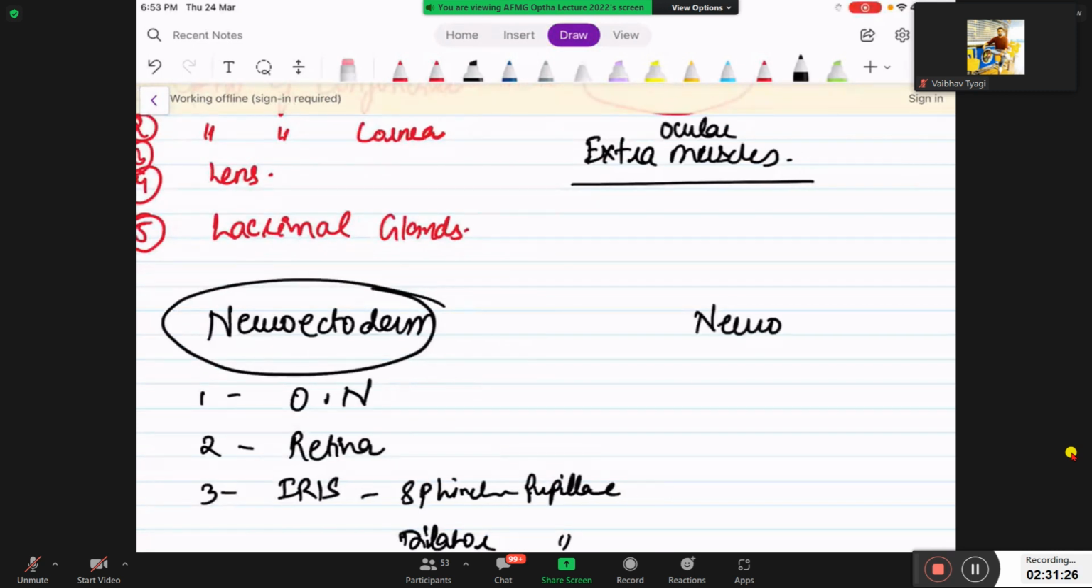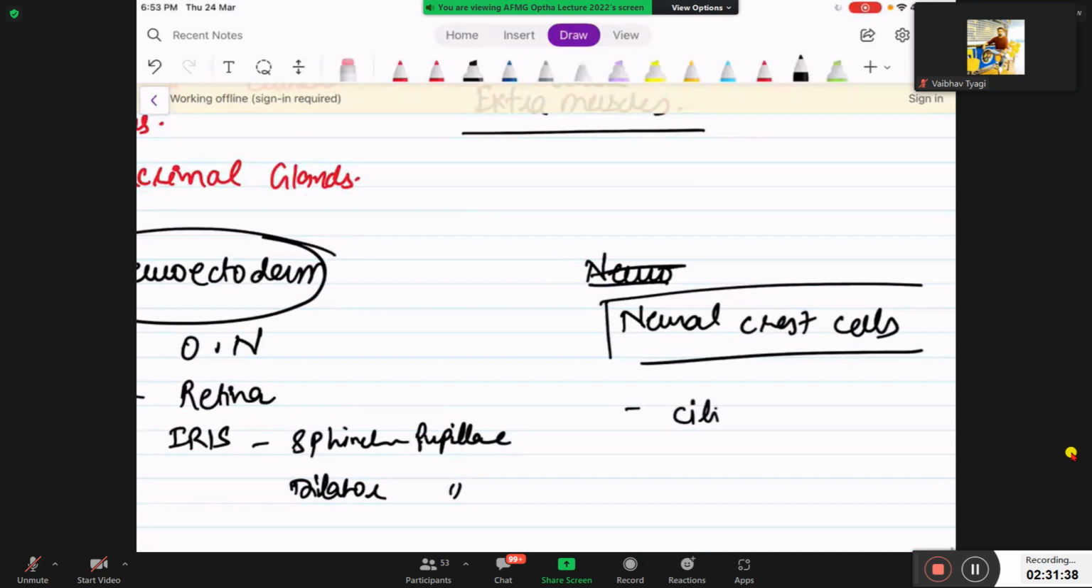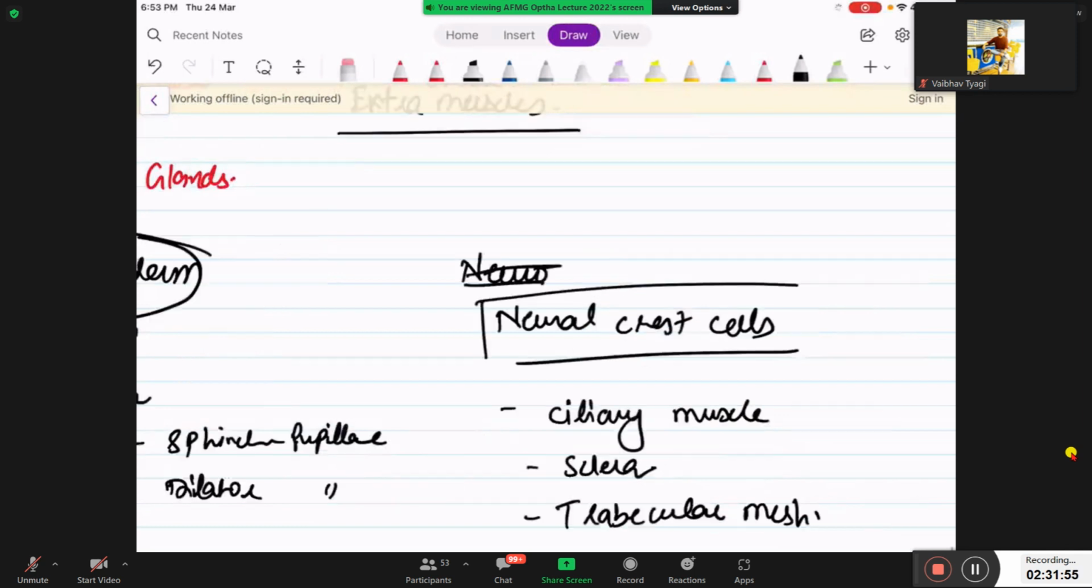Last, neural crest cell derivative structures. Answer is ciliary muscles, sclera, and trabecular meshwork. Clear?